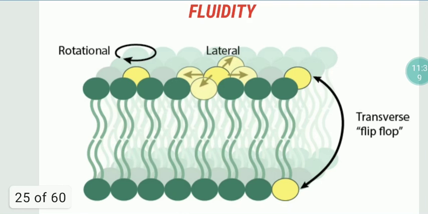Now, like phospholipids, do proteins also exhibit rotational movement, lateral movement, or flip-flop movement? Proteins can exhibit only lateral movement. They can move within the same leaflet, but proteins never exhibit flip-flop. From one side to another side, a protein cannot be transported. They do not undergo flip-flop.